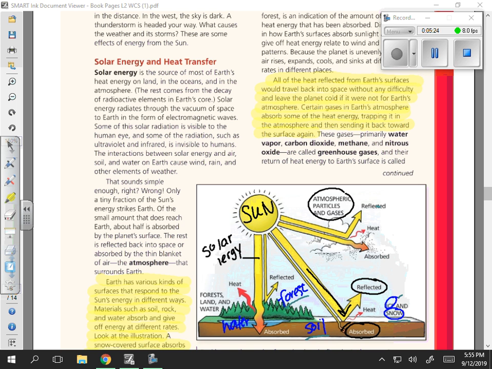So, to recap, the sun releases solar energy. This solar energy is absorbed by Earth's surfaces and reflected by some of those surfaces. The energy that is reflected back is actually trapped by the atmosphere. This is what keeps our Earth warm, just like a blanket keeps you warm at night. If we didn't have our atmosphere, we would be way colder and wouldn't be able to survive on Earth.